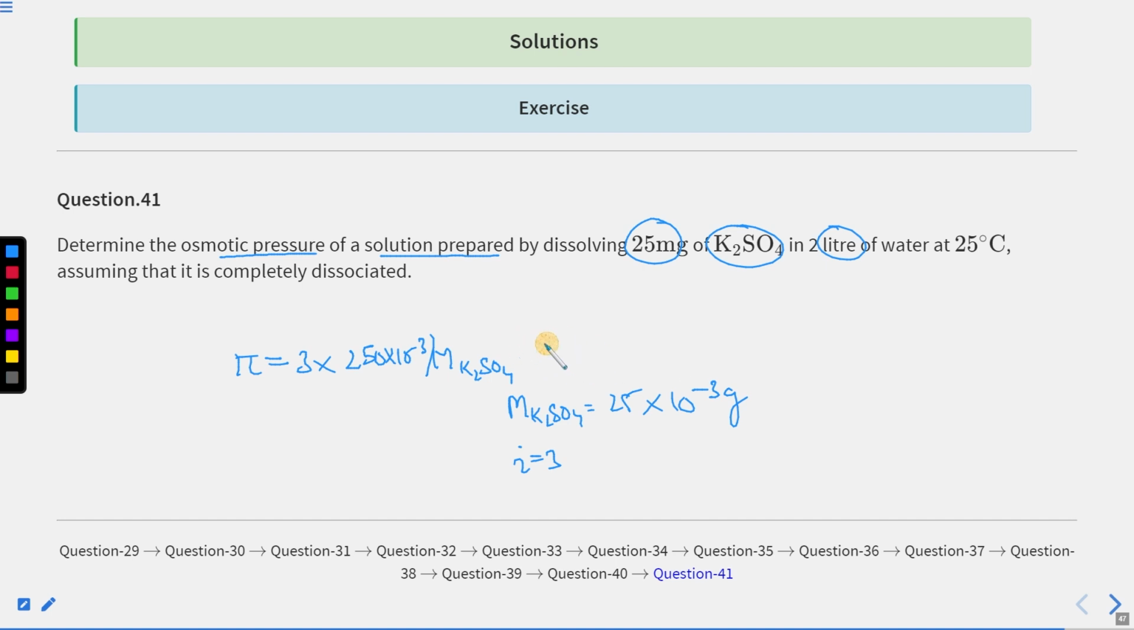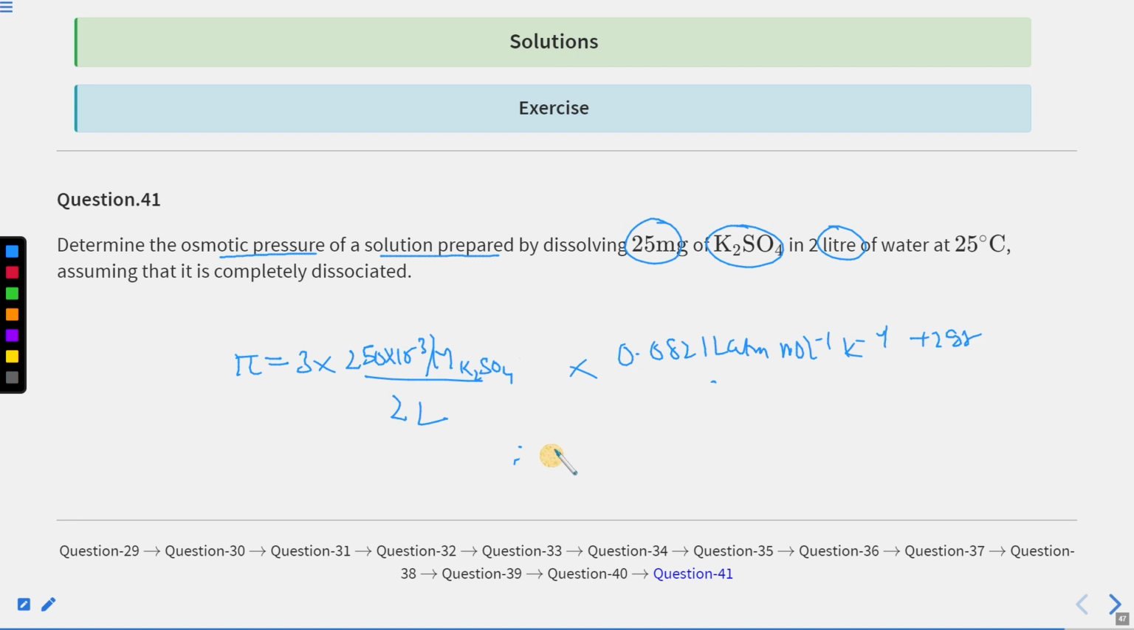Pi equals iCRT, and the volume is given as 2 liters. R will be 0.0821. Why am I taking it in liter atm per mole per Kelvin? Because we have the volume in liters. And the temperature is 273 plus 25, that is 298. So you will calculate this to get the value of your pressure.